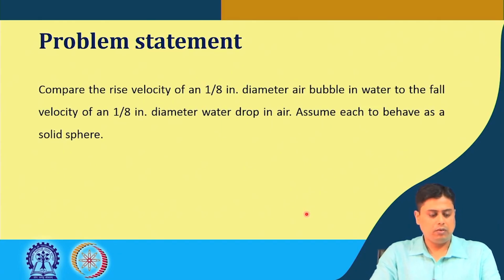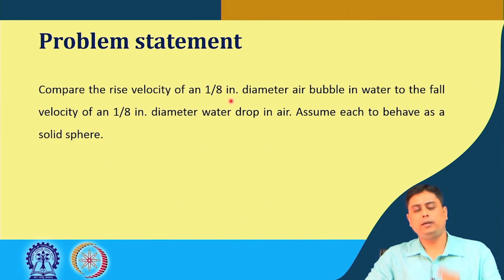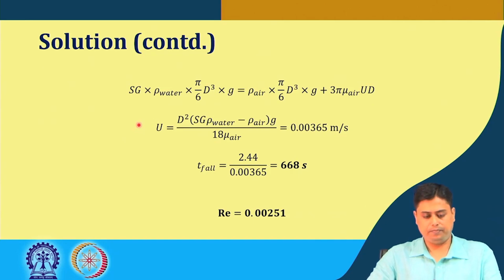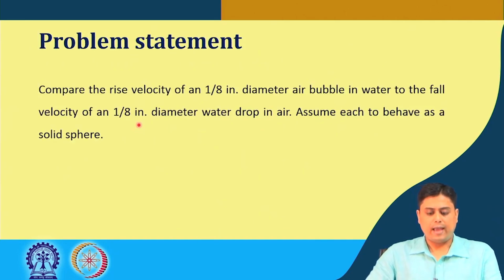So the other problem, if we look at that, compares the rise velocity of a 1/8 inch diameter air bubble in water to the fall velocity of a 1/8 inch diameter water droplet in air. So we have to compare this rise velocity when there is an air bubble in water of 1/8 inch diameter and a water droplet falling through air of similar dimension or diameter. So assume in both cases, both the droplet and the bubble behave as solid spheres.